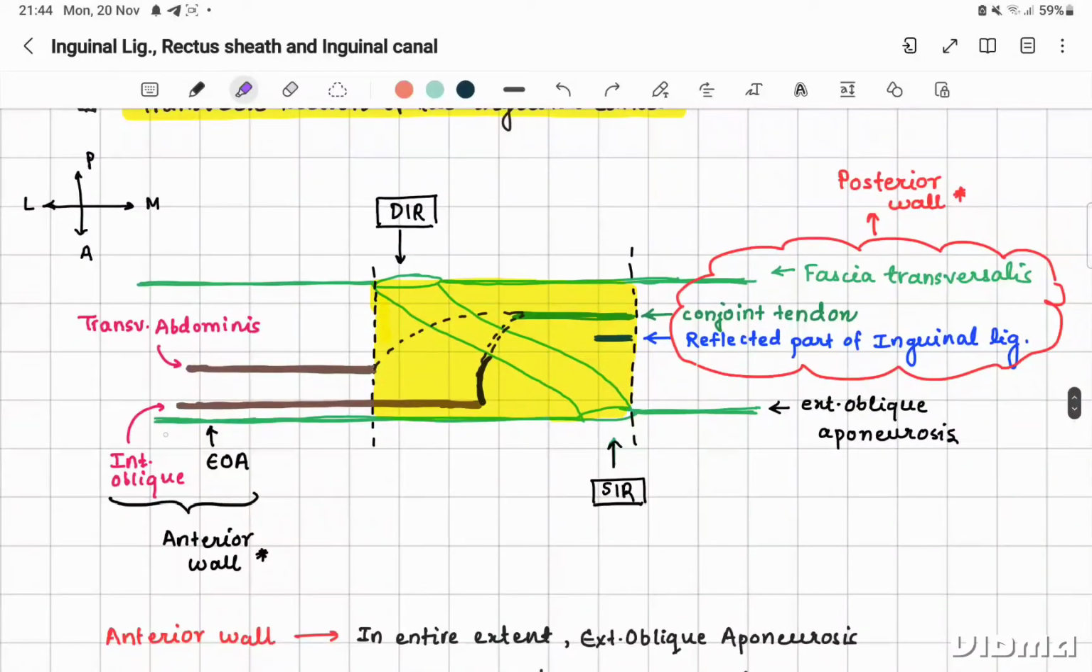Then you must have your internal oblique muscle and its aponeurosis. The aponeurosis will mainly contribute to your conjoint tendon. It's a posterior wall relation. Your internal oblique muscle and external oblique aponeurosis will be present in the anterior wall. So internal oblique and external oblique aponeurosis will form your anterior wall. Understood? And this external oblique aponeurosis in this part will form a superficial inguinal ring.